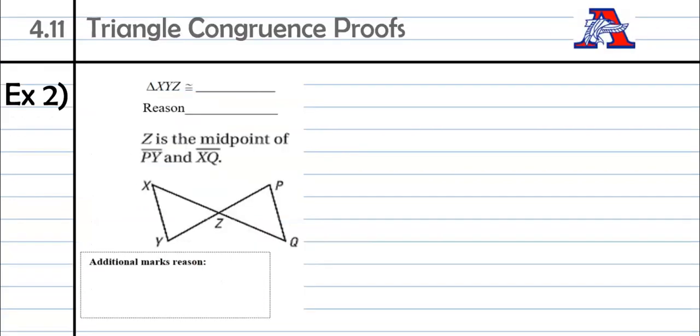All right, example 2, we are trying to prove that triangle XYZ is possibly congruent to another triangle. This time we're given that Z is the midpoint of actually 2 different things. So let's add those marks. So we're looking right here. Z is the midpoint of both PY. So here's PY. If Z is the midpoint, that means it cuts it in half, 2 congruent segments. Okay, it's also saying that Z is the midpoint of XQ, meaning that chunk is congruent to that chunk. So the reason for the additional marks there, I would just say definition of midpoint.